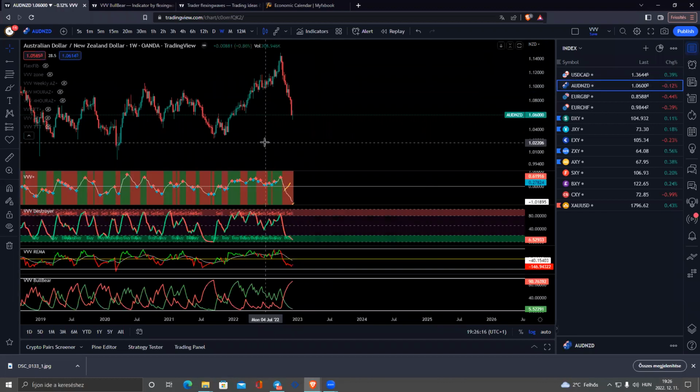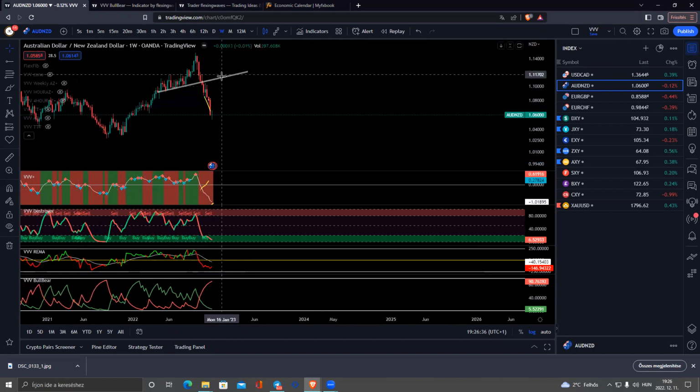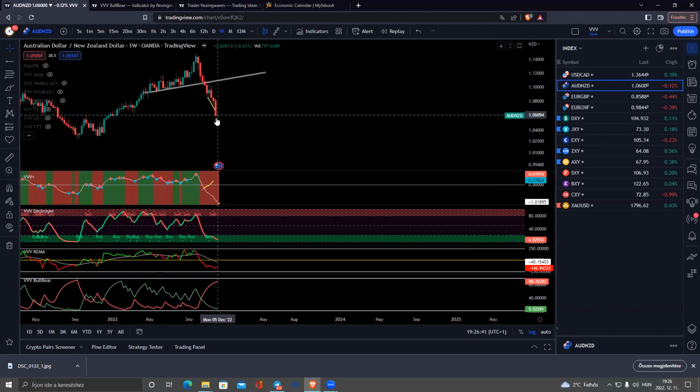All right, the Australian NZD still the same, actually. As you see on the bull bear as well, there is a bear dominance in the market, and we are gonna need a correction. This is a good sign, actually, for a possible correction, which is forming right now. Also seeing the Rema heading up, and the oversold area on the destroyer.